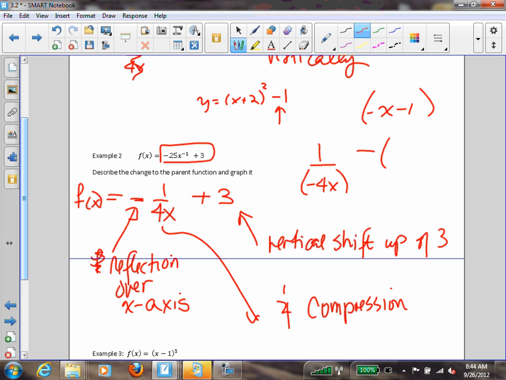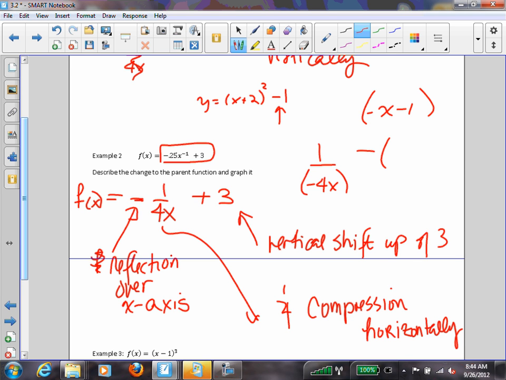Which way? If it's with the x, horizontally. Okay, we'll do some more, and I think by the end you'll see it. It's where the placement of that coefficient is.